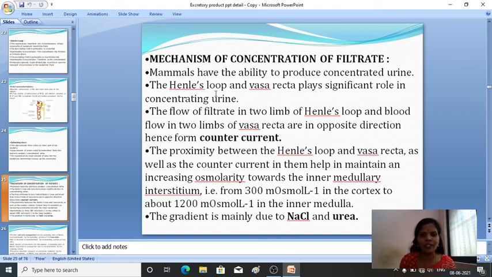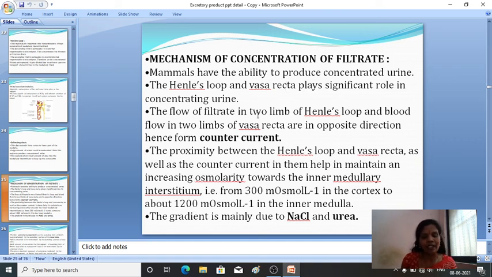Let's see what steps are involved in the mechanism of concentration of the filtrate. Mammals have the ability to produce concentrated urine. The Henle's loop and the vasa recta play a significant role in concentrating the urine. These are the two parts that play an important role, and the concentration depends upon the length of the loop of Henle and the vasa recta.